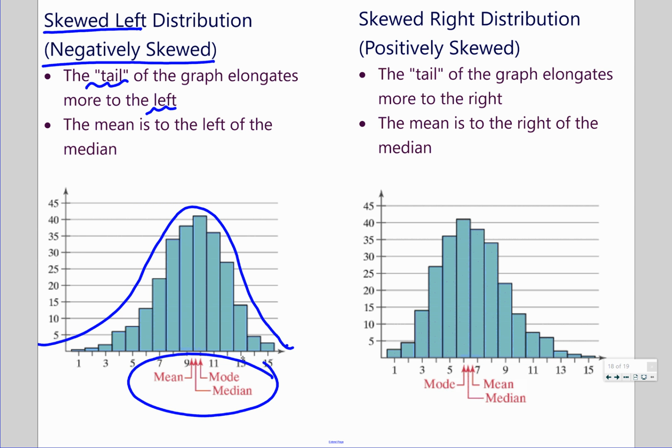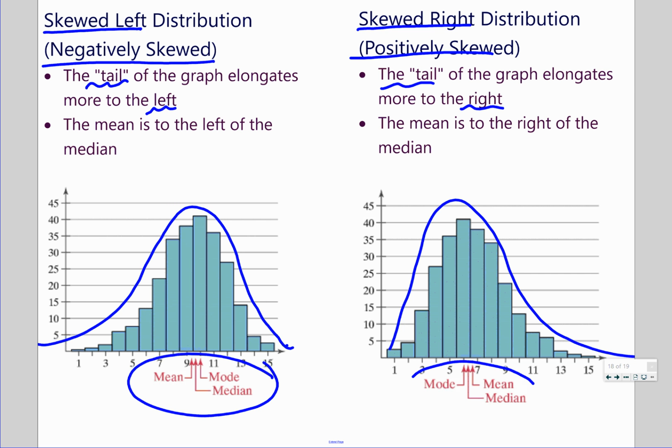Okay, and then right skewed, positively skewed is exactly the opposite. The tail is going to be to the right. Okay, so if I trace over that, it kind of levels out, and I've got some data values that are on their own on the high end. And in this case, the mean is going to be on the right side.